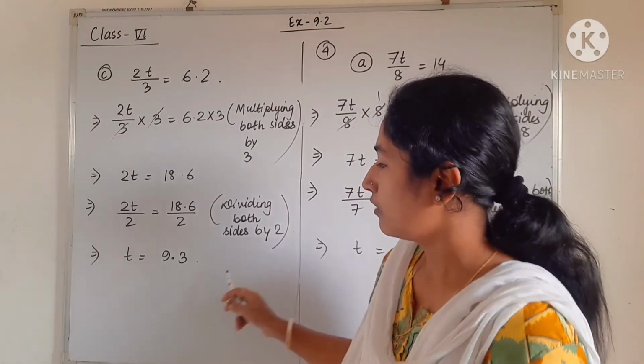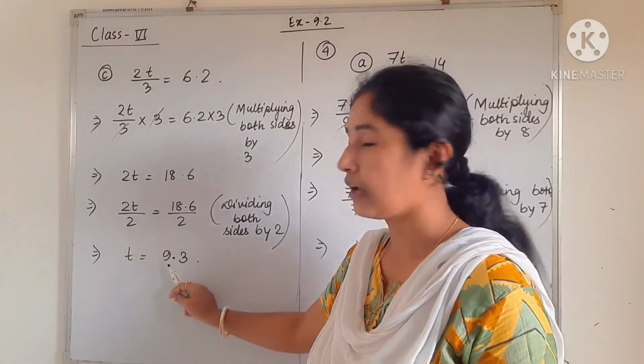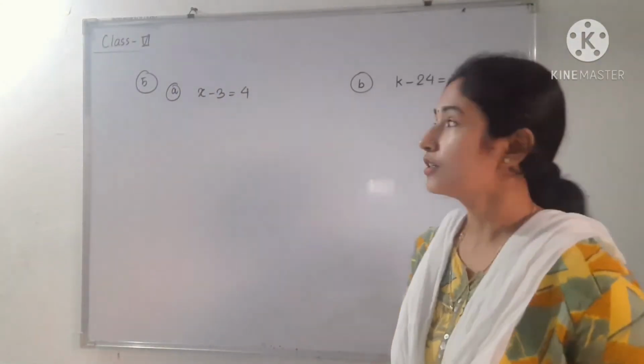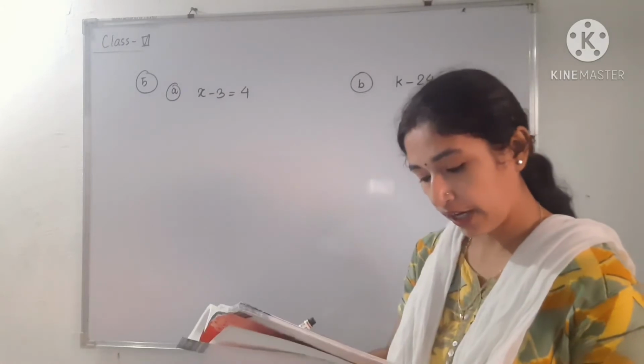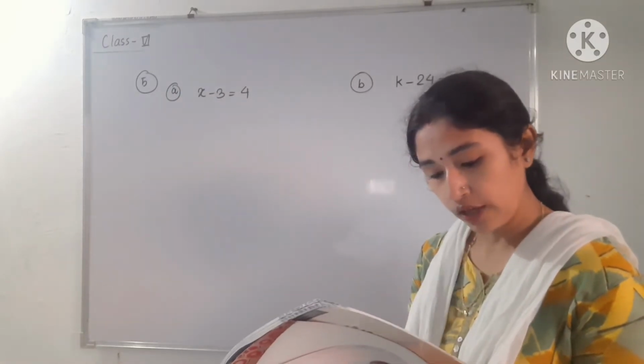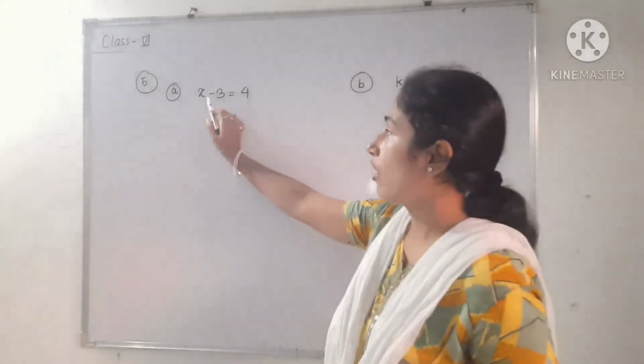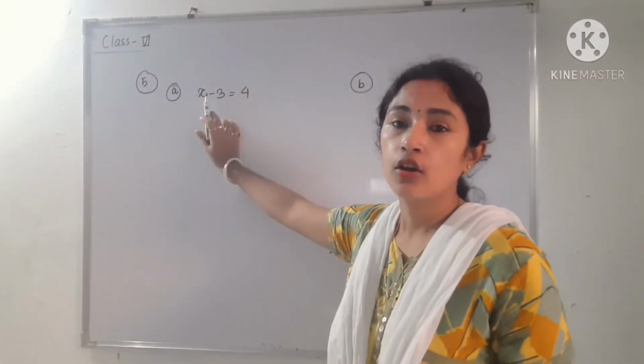Okay, so after that we are getting the value of t as 9.3. See students, the next question is question number 5. Here we have to find the value of the unknown. In a number we have to find the value of x. That means you have to remove minus 3 from the left hand side.